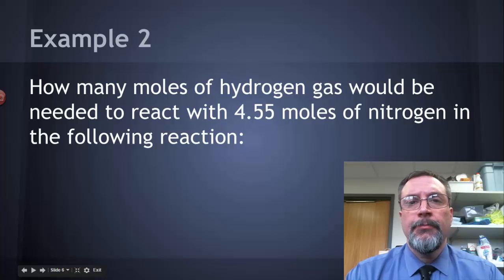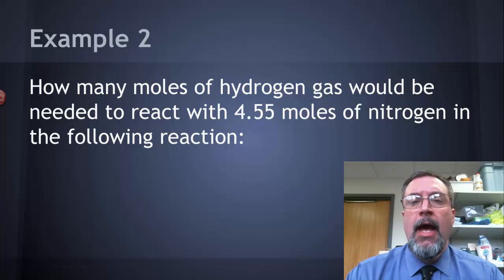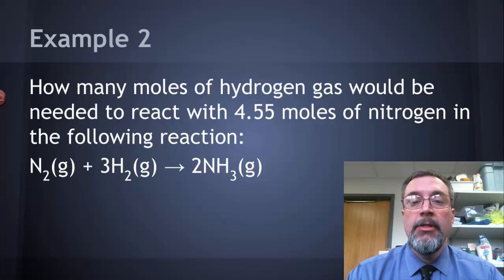Okay, here's another example. We want to know how many moles of hydrogen gas would be needed to react with 4.55 moles of nitrogen in the following reaction. Now again, you always need a balanced equation to start. So here's the reaction for the production of ammonia. Nitrogen gas, N2, plus 3H2 goes to 2NH3. So our mole ratio is 1 to 3 to 2.